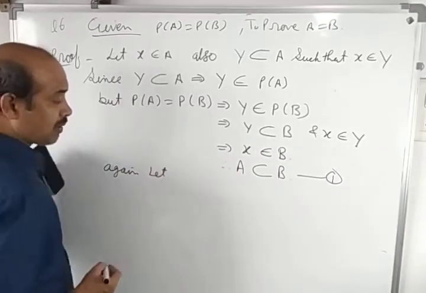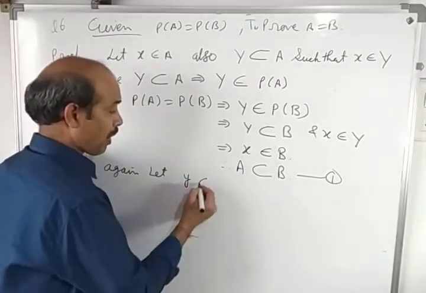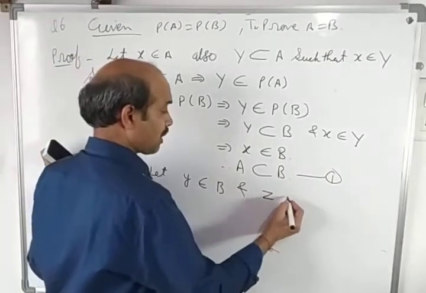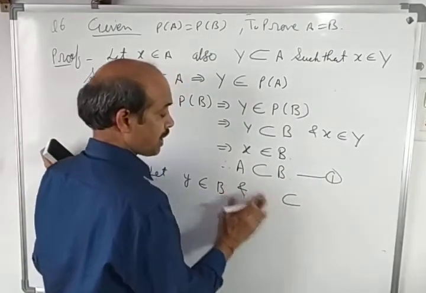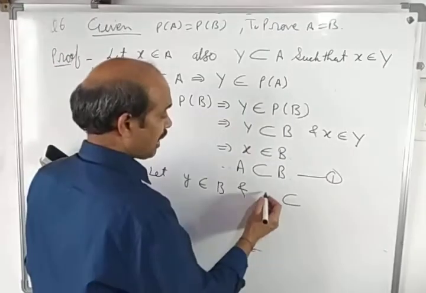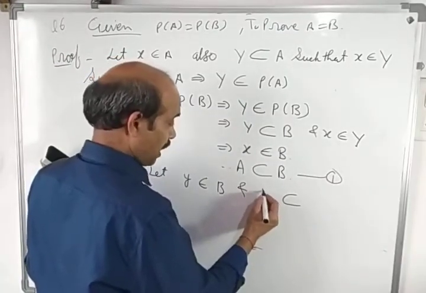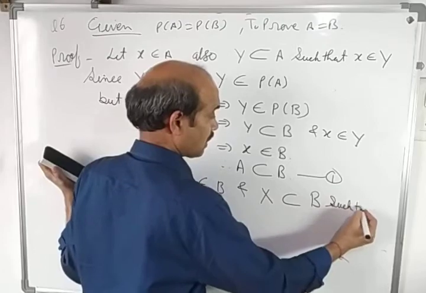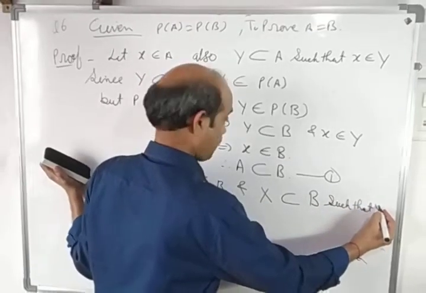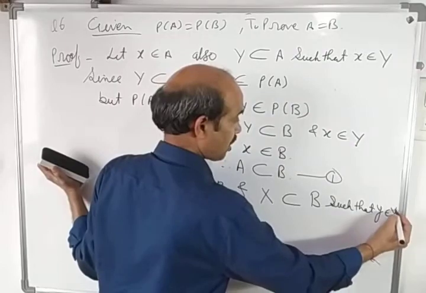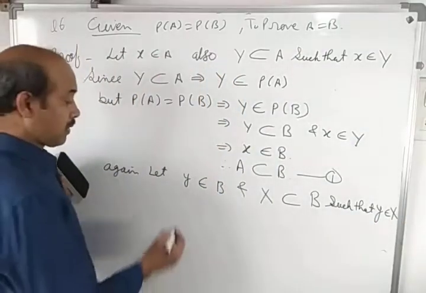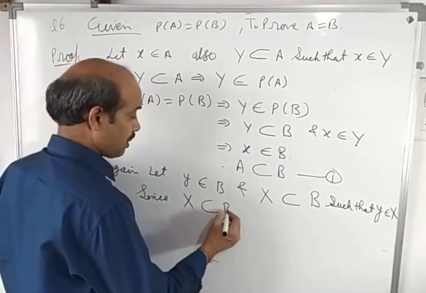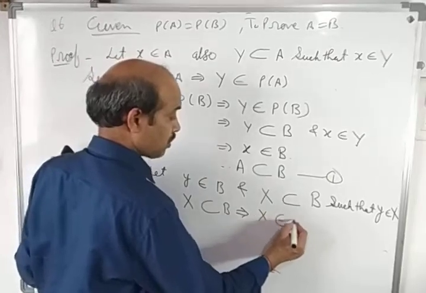Again, let another element y belong to B, and you can take a subset of B. Let capital X be a subset of B such that y belongs to capital X. Since X is a subset of B, X belongs to the power set of B.